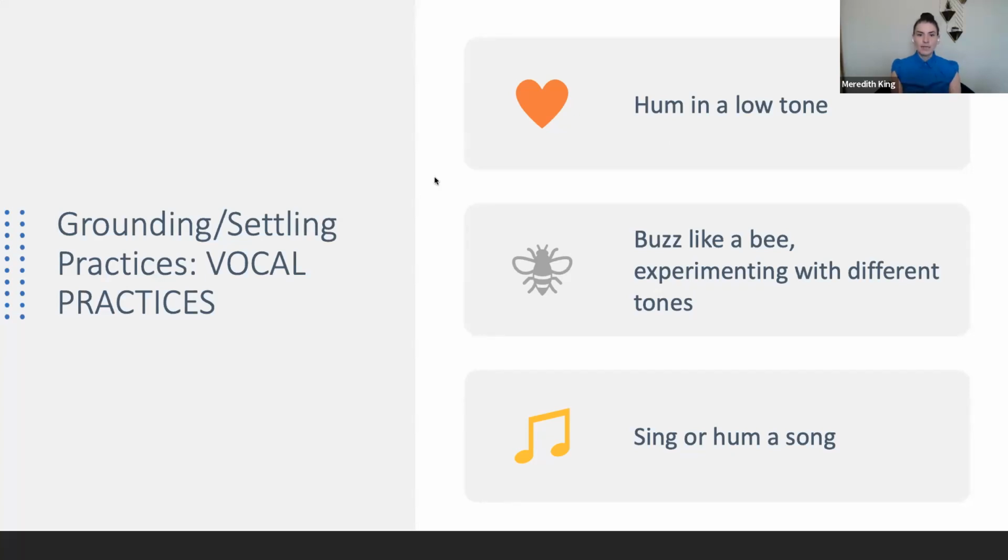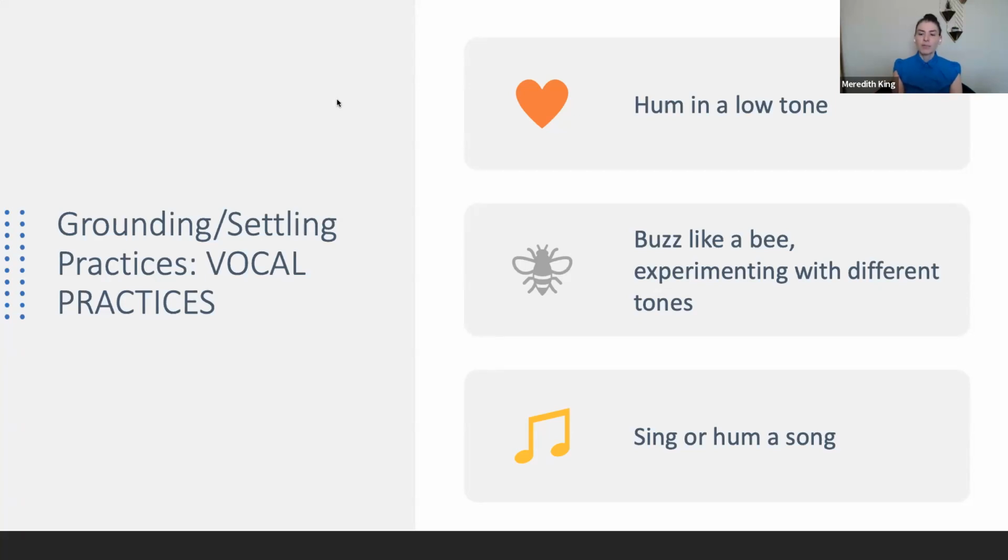There are vocal practices that you could do, right? So you can hum or buzz or sing, those types of vocal things. Obviously, again, for those of you who are in performing arts, you do vocal warm-ups to some degree. And in some ways, those are grounding and settling practices. Not only are you warming up your instrument, but you are preparing to be in that space and getting yourself into a different headspace in that way. And so you can try some of those.